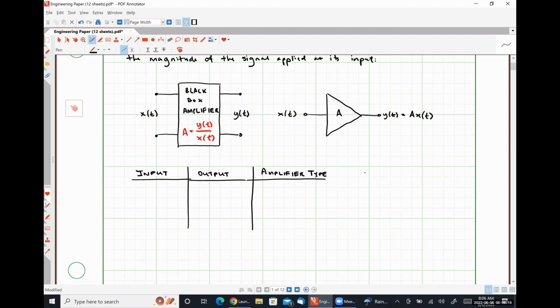So for our first amplifier type, let's consider when we have a voltage signal at the input, and we measure a voltage signal at the output, we have, unsurprisingly, a voltage amplifier. If we have a current at the input, current at the output, then we have a current amplifier.